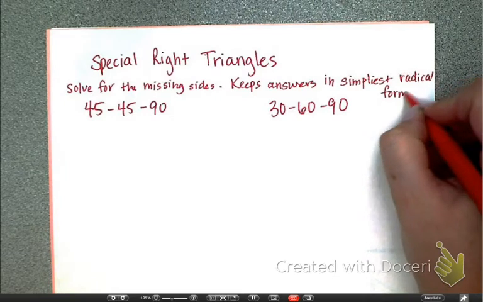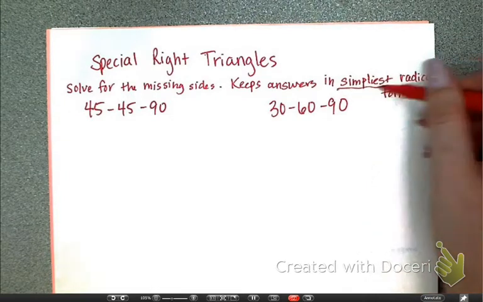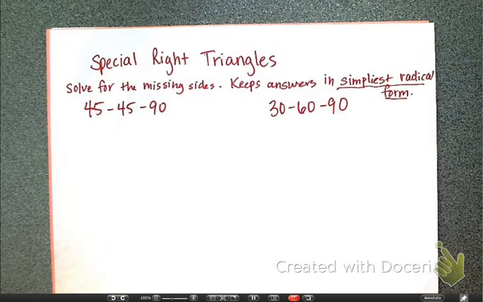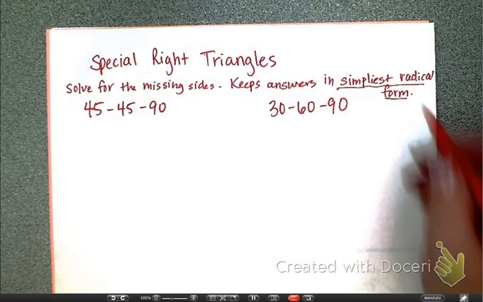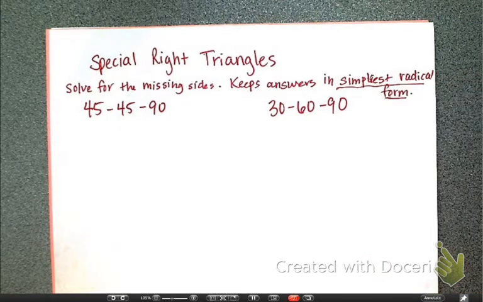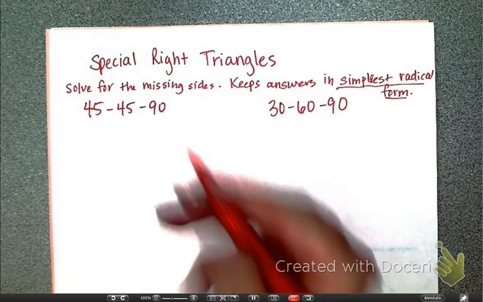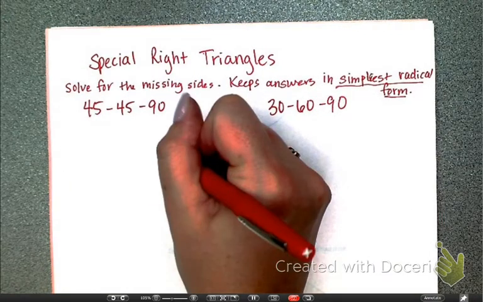Okay, here's the important part. If simplest is spelled wrong, it's okay. We know I don't teach English. Simplest radical form. Your final answer has to be a radical. Using trig functions will not work here because you will get decimals, and then your calculator does not convert it to a radical. So you have to use the 45, 45, 90 and the 30, 60, 90 triangle.